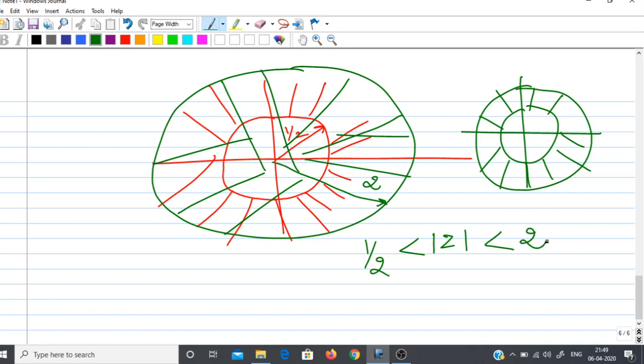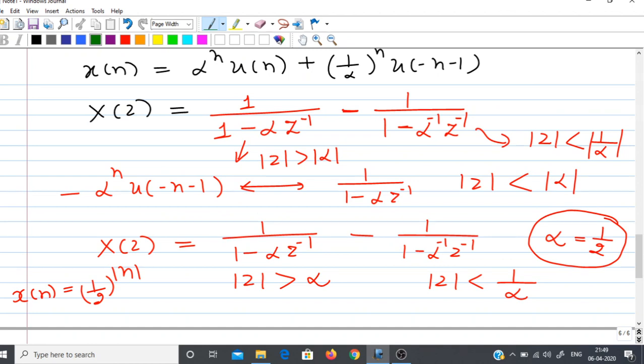So in this case, when alpha was less than 1, in fact when we took alpha half, we have the Z transform 1 upon 1 minus half Z inverse minus 1 upon 1 minus 2 Z inverse with ROC mod Z greater than half and less than 2.